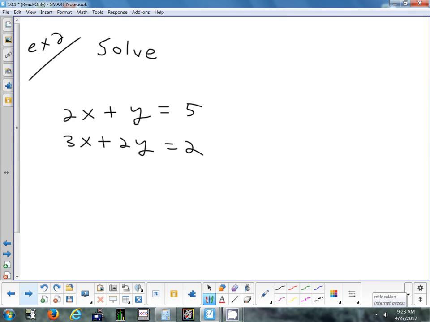Let's try this one. Even though you could use elimination, let's do substitution. Which equation is easier to work with if you're going to use substitution? Yep, the top one. And which letter is easiest to get by itself? y. So it's up to you, but I think the easiest thing to do would be get y by itself in the top.